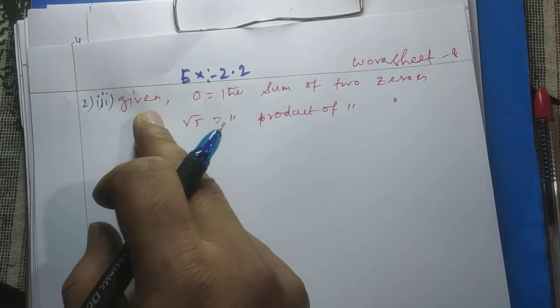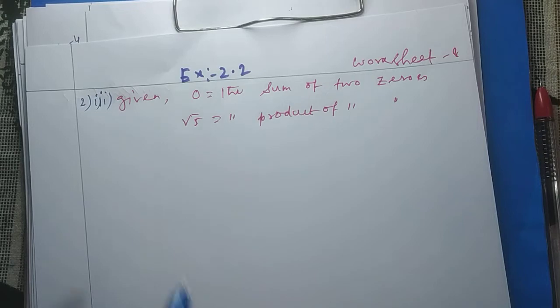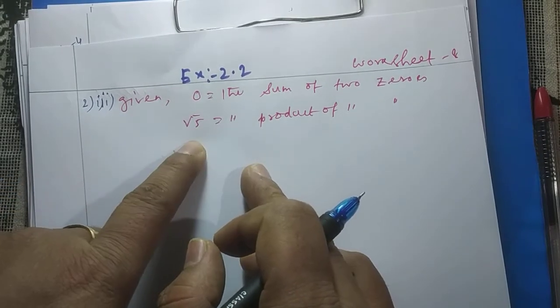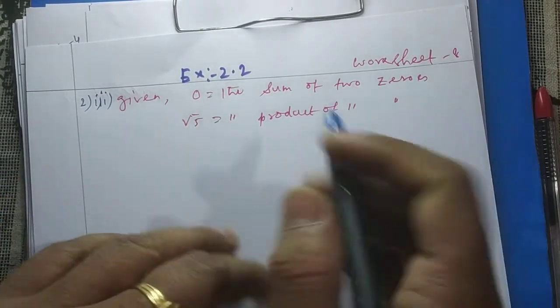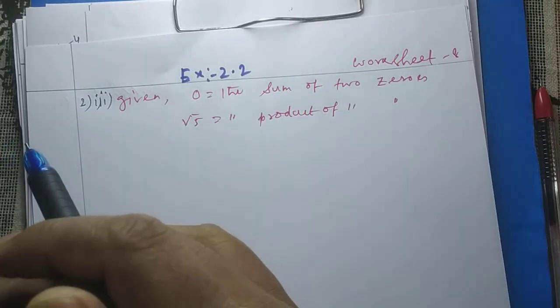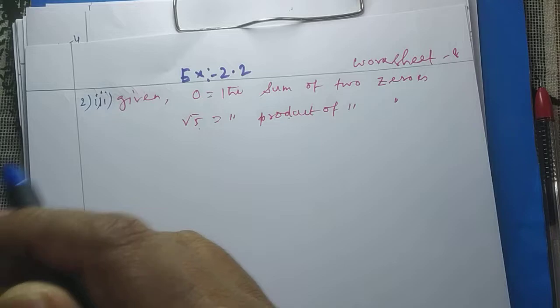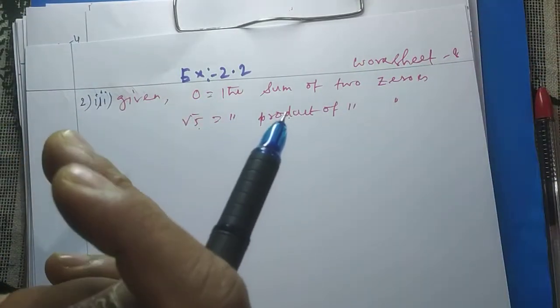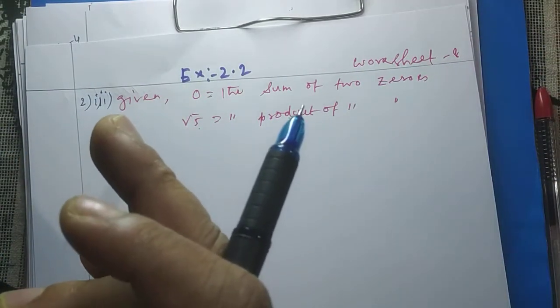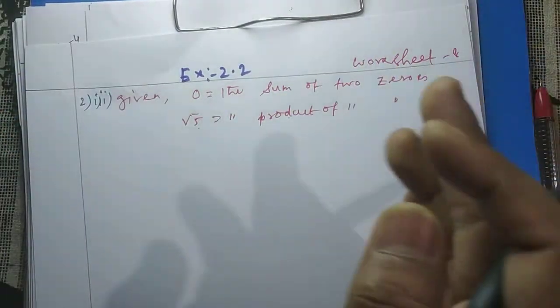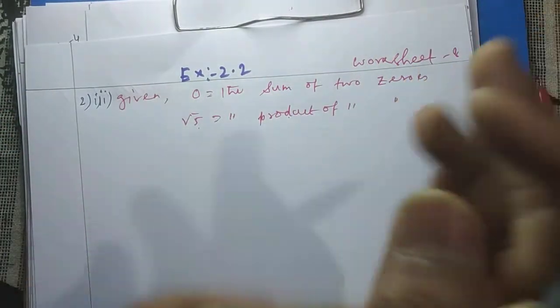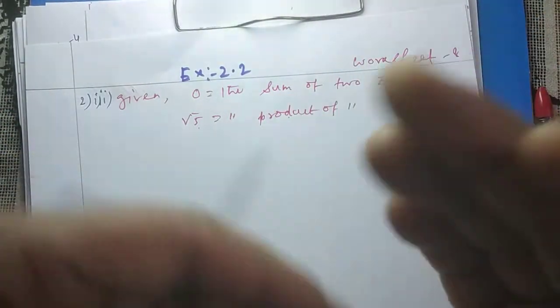Here similarly 2 numbers are mentioned, 0 and √5. What is 0 here? The sum of the 2 zeros, and the √5 is the product of 2 zeros. From here you have to look for the required quadratic polynomial, right? And we know how to start. Here the starting is very important. So let us look again.